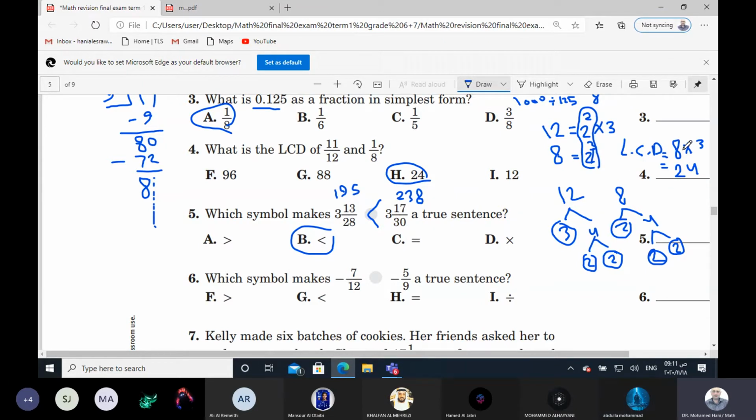So write here 8 times the non-common factors. What will they be? Will be 3. So times 3. So 8 times 3 will be what? Will be 24. So the answer will be 24.